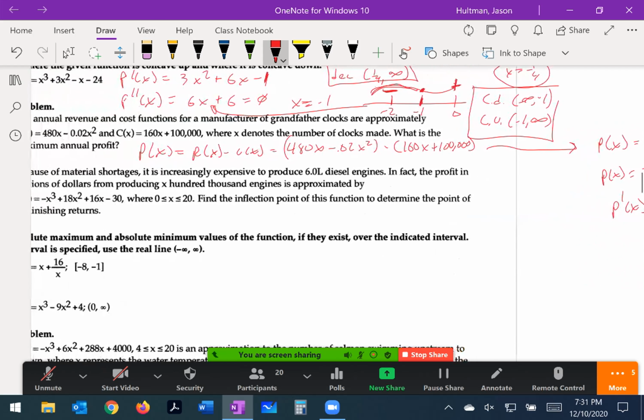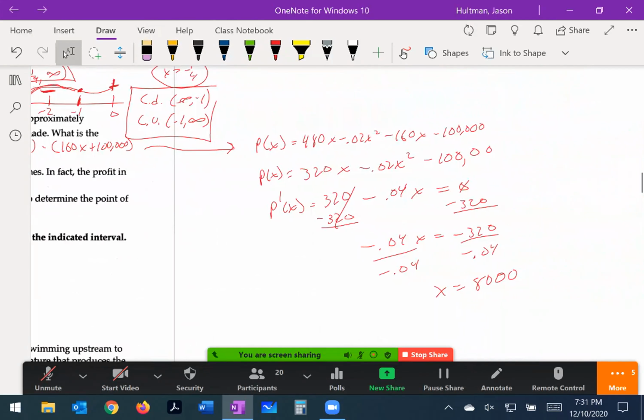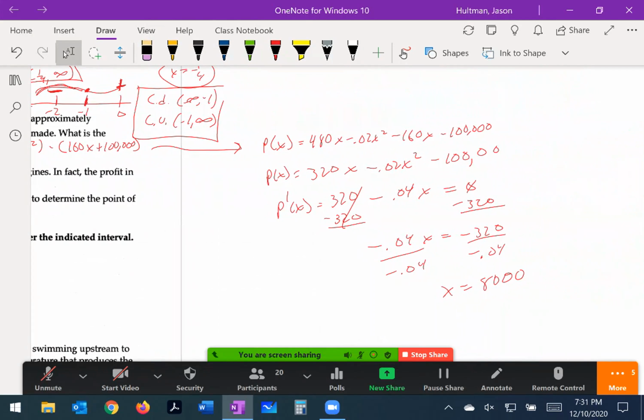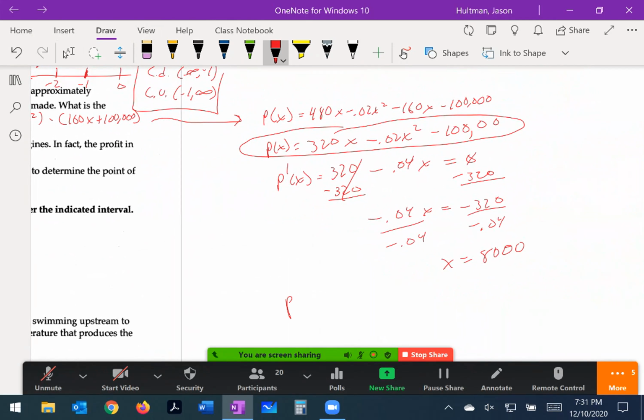Okay, what is the maximum annual profit? Okay, so the max profit, here's my profit function. I get a critical value at 8,000. I could see if it is a maximum or a minimum by taking my second derivative and asking, is this a maximum or a minimum? Well, what is my second derivative? Well, what was my first derivative? My first derivative was right here.